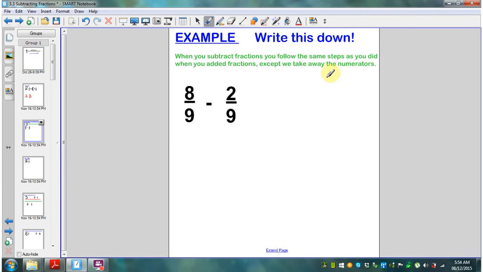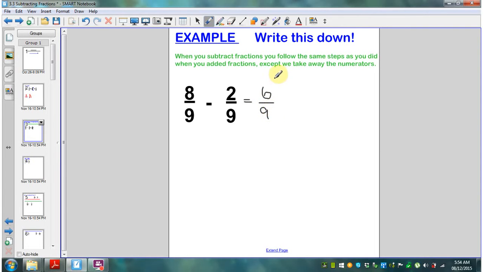So today's lesson is pretty much just a follow-up from adding fractions. The only thing is you subtract here on the top. So like this, 8 over 9, subtract 2 over 9. Your first step is that you check and see if we have common factors, which we do. So we take away our top from our top, so 8 minus 2 is 6. And we keep our denominator.